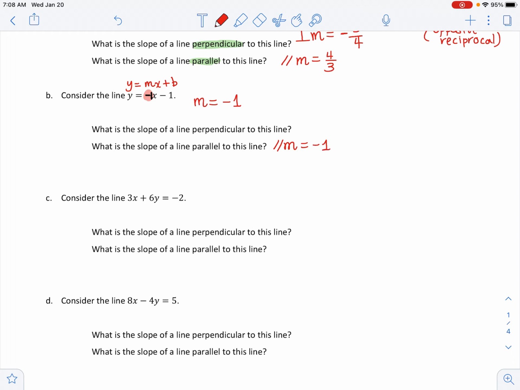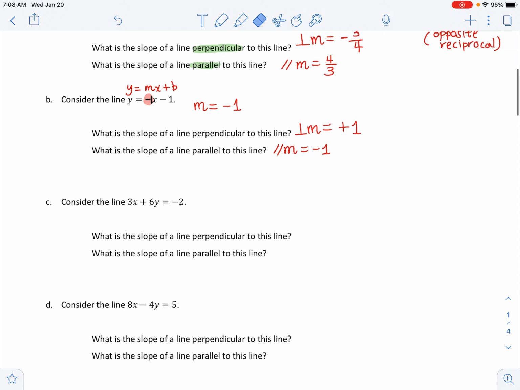Then, for the perpendicular slope, let's do the opposite reciprocal. Perpendicular slope will be opposite in sign. Notice this was a negative number, so opposite will be positive. And if you have -1, you can think of it as -1/1, right? You can make any number into a fraction by putting it over 1. So if you make it the reciprocal, you flip it, and it's still 1/1. So the reciprocal slope will be 1. And if it's positive, you don't have to put the plus in front of it. So the opposite reciprocal slope is going to be 1.